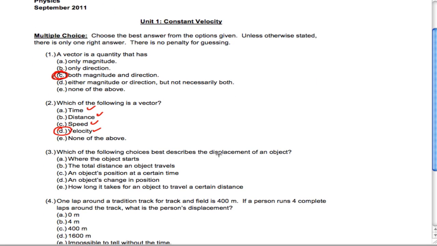Okay. Which of the following describes the displacement of an object? Let's remember, displacement is written as delta x in exam 1, and that's x final minus x initial. So you're expected to have that known, and so I'm going to look at the choice that actually describes this, which is choice D, change in an object's position.